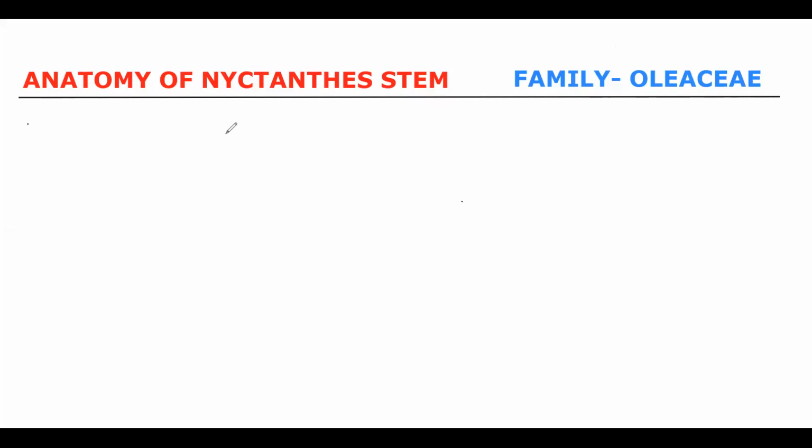So Nyctanthes or Harsingar, the common name is Harsingar. Nyctanthes arbor-tristis is a dicot plant belonging to the family Oleaceae. Since it is a dicot plant, morphologically, dicot plants have reticulate venation, they have hairs on the stem, and they have a tap root system. But if I talk about the anatomical structure, particularly the stem anatomy.